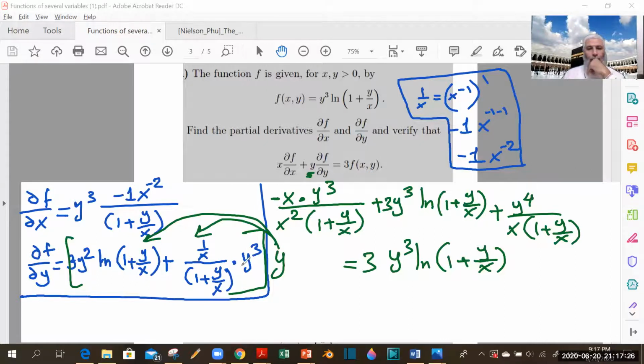Something is missing here. df/dy, we will do it again. df/dy: the derivative of the first, which is 3y squared ln(1 + y/x), plus the derivative of the second, 1 over x, and y. And when we multiply, so this is right. Yes.